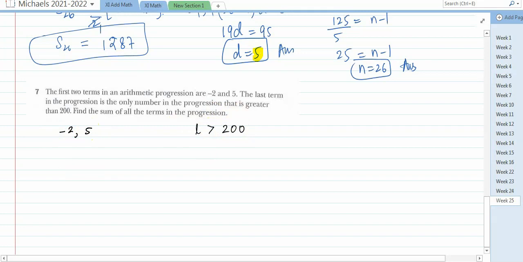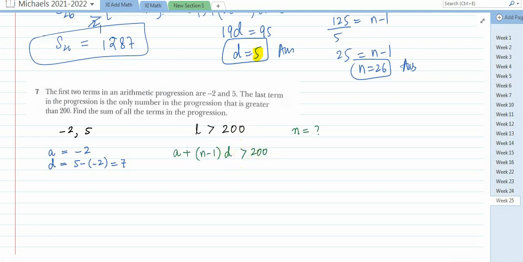So firstly, the purpose of the last term given is that you need to find the value of n first. The condition says the last term is greater than 200. Before that, the value of a is minus 2. The value of the common difference is 5 minus minus 2, which leads to 7. Now, if I place the working formula of L here, that is a plus n minus 1 times d, it should be greater than 200, right? That is the condition in the working formula.